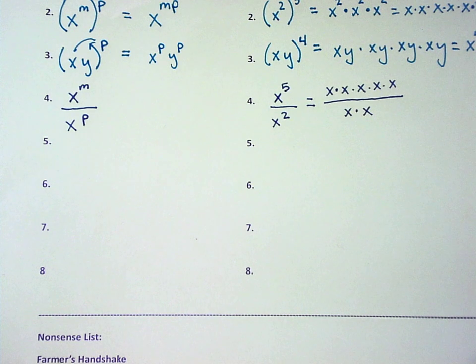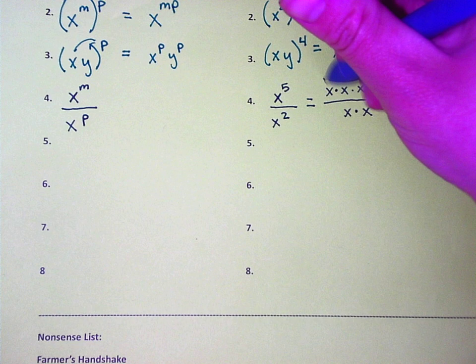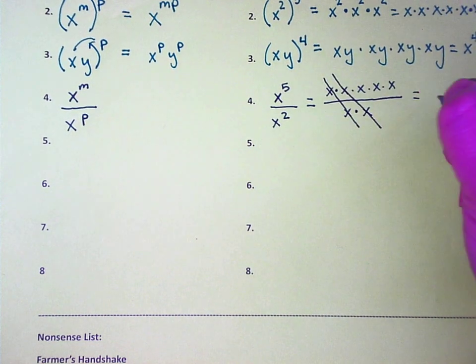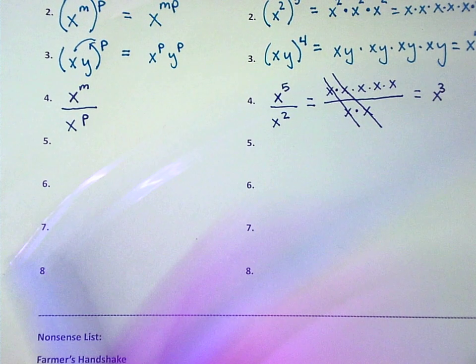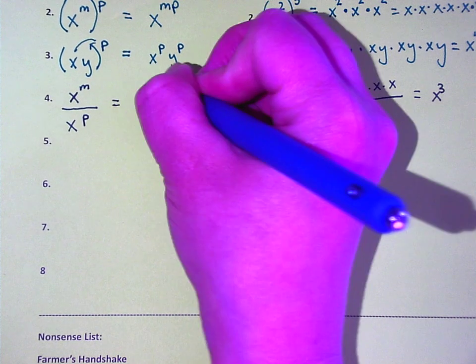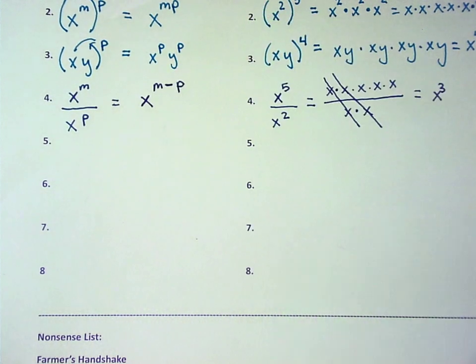You take off 2. I'm going to cancel out 2 of the pairs of x's, and I'm left with x to the 3rd. You're basically just subtracting them. So the rule is x to the m minus p.